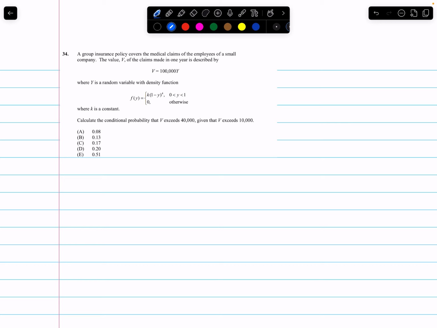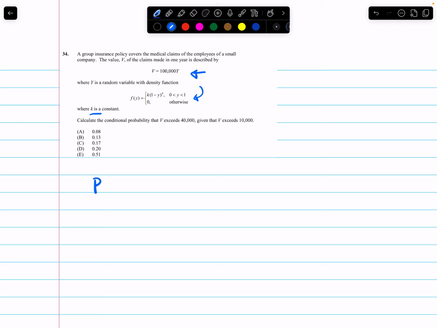A group insurance policy covers the medical claims of the employees of a small company, and the value V of the claims made in 1 year is described by 100,000 times Y, where Y is another random variable with the following density function, given right there, where K is a constant. Calculate the conditional probability that V exceeds 40,000, given that it exceeds 10,000.